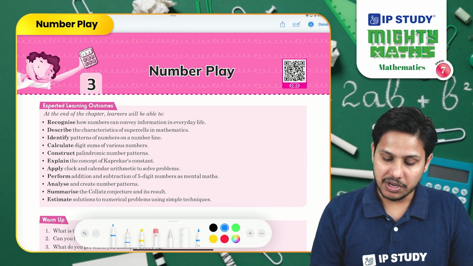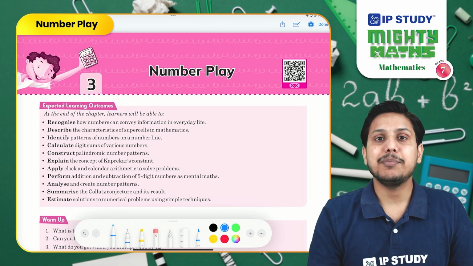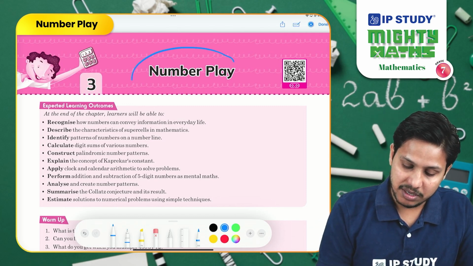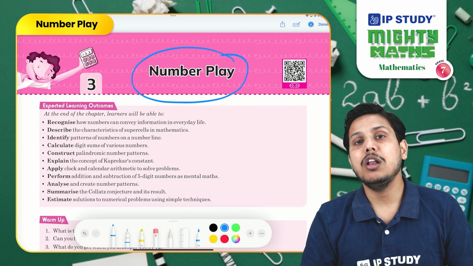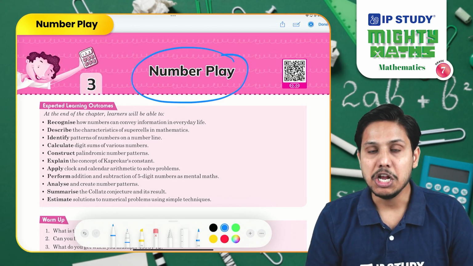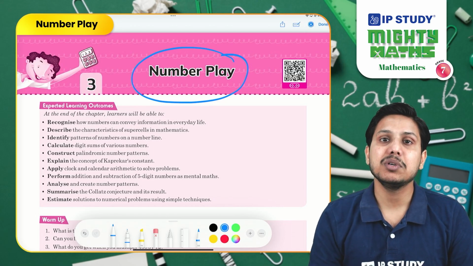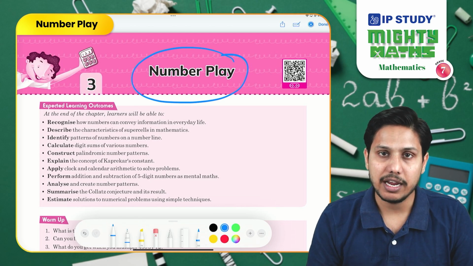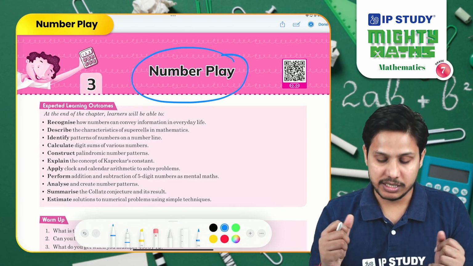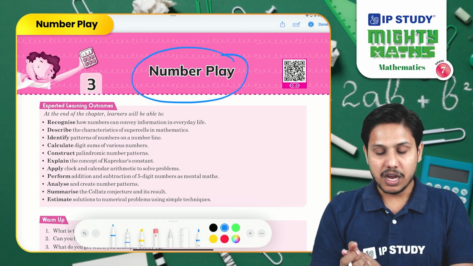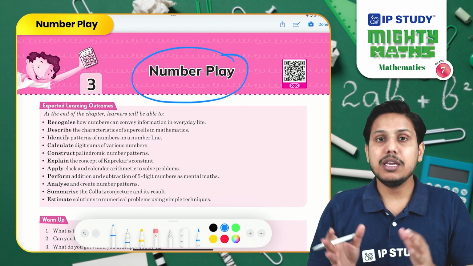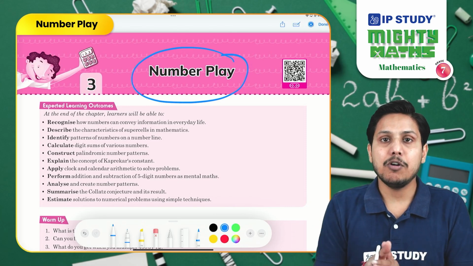In this video, we are going to cover the third chapter of grade 6 mathematics, and the name of the chapter is Number Play. Students, first of all, let us see what are the different topics we are going to cover under this chapter. We will see how numbers convey information in our daily life. Then we will see how we understand the concept of supercells. Next will be identifying the pattern of numbers on a number line, and next will be the pattern of digit sum of a number.